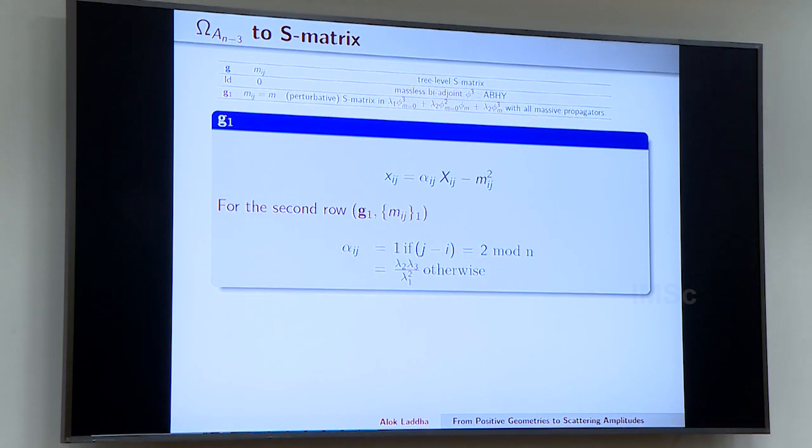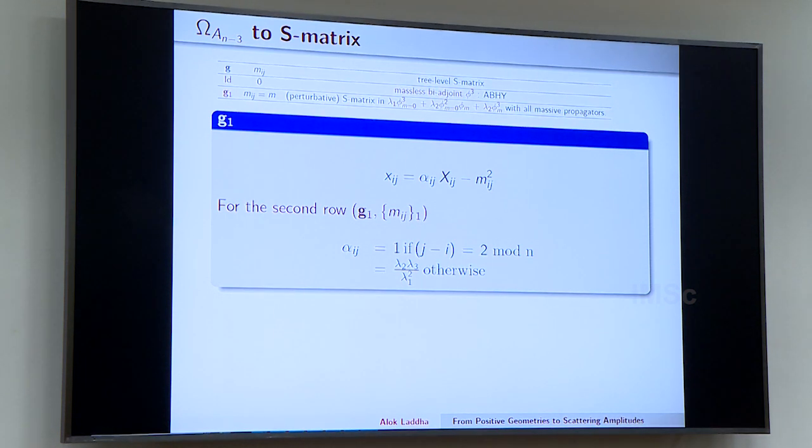If the second row is G's identity and there is no translation, as we saw, that gives us just a colored S matrix. If you consider G1 to be a map of this type, which is written in this box, so think of small xij as alpha ij, xij minus mij square, where alpha ij's are some specific numbers, then it gives you the S matrix of a theory which has one massive scalar field, one massless scalar field, and they have some specific couplings.